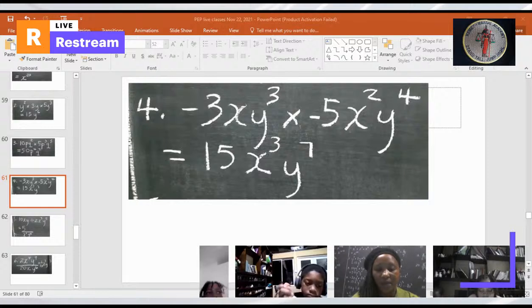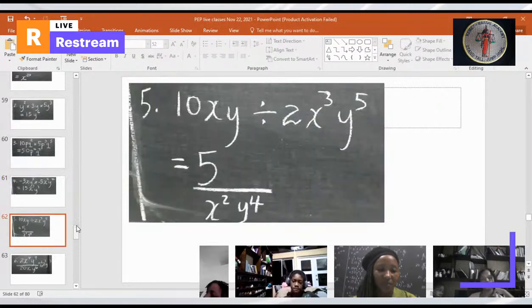And how about the y, Amari? How did we get y to the 7th power? We have y cubed times y to the fourth power, so we add the 3 and the 4, and we get the 7. Yes. All right.